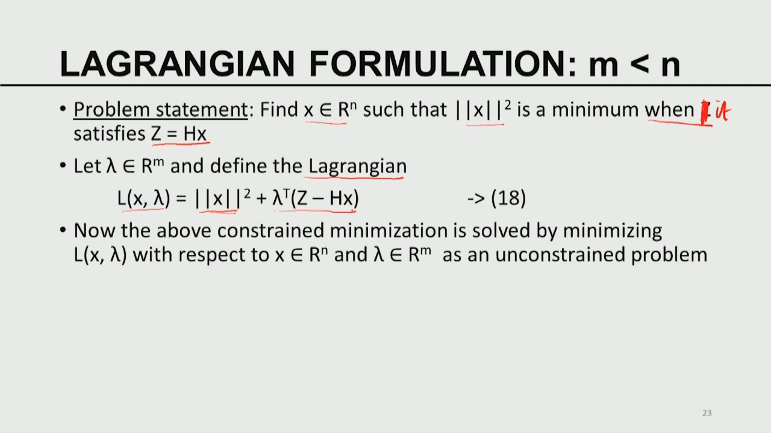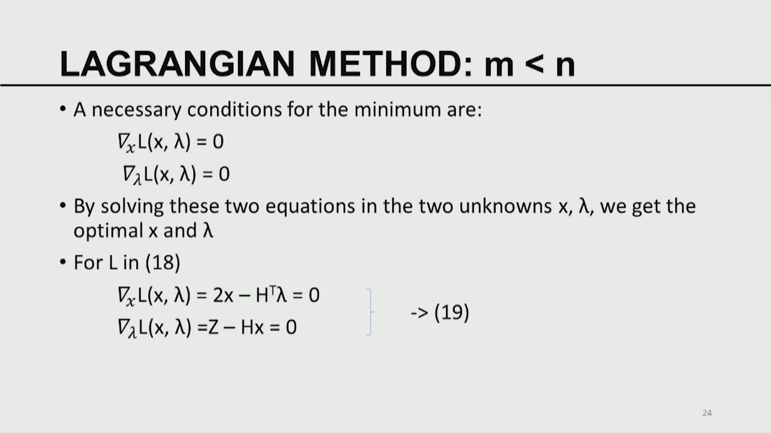There are two independent variables, x and lambda. So the above constrained minimization problem is now replaced by an unconstrained Lagrangian minimization problem. This problem is solved by standard techniques. I want to compute the gradient with respect to x and minimize with respect to x. I would also like to compute the gradient with respect to lambda and minimize with respect to lambda. So these two equations must be simultaneously satisfied to find the optimal x and the optimal lambda. There are two unknowns, x and lambda. The lambda and x that satisfy these two equations are called the optimal x and the optimal lambda.